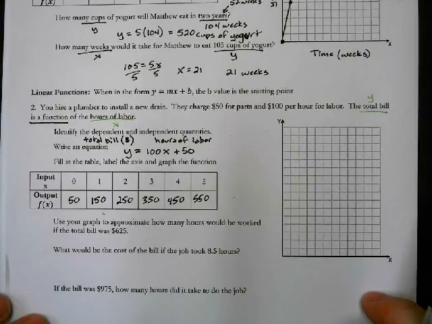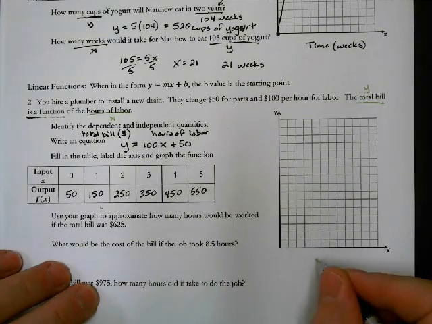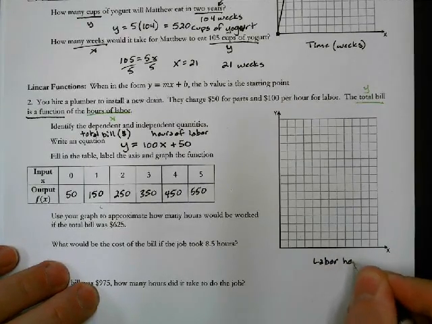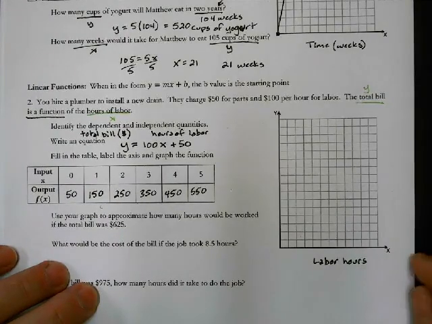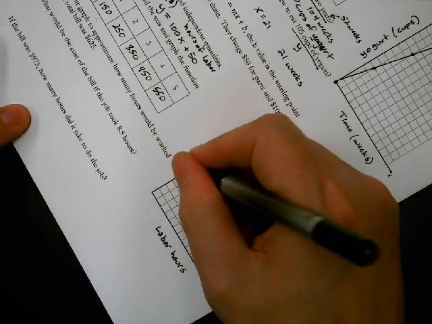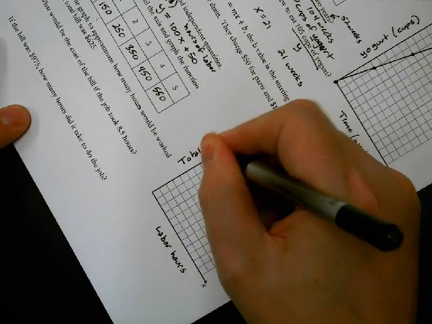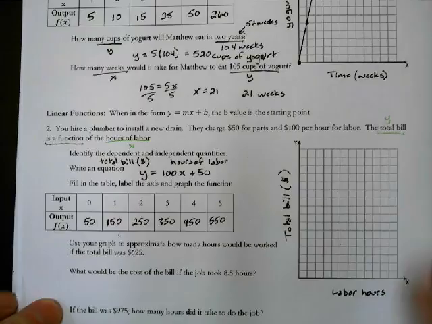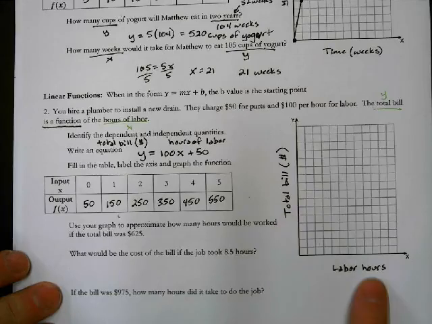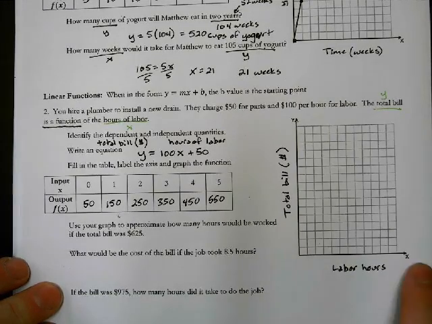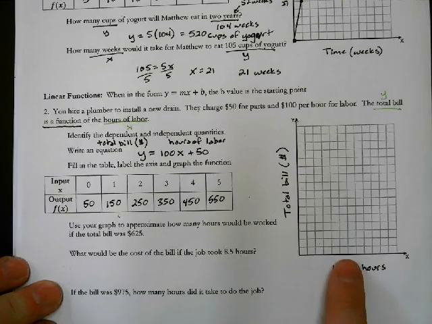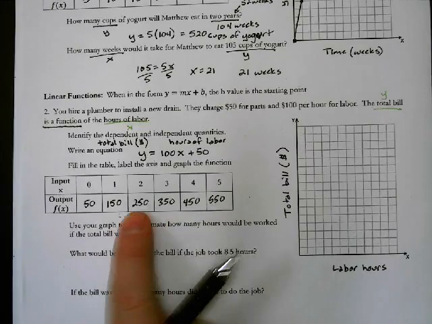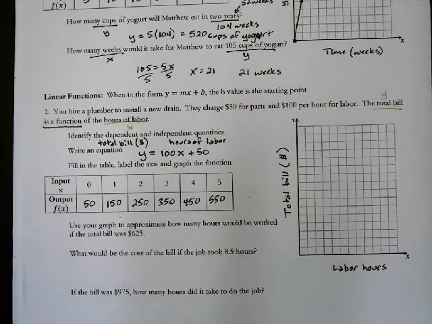Okay, so graphing this, we would have labor hours as our independent quantity, and then the total bill would be in dollars, our dependent quantity. So the bill depends on how many hours you worked. Now the hours here we can probably just go 1 hour, 2 hour, 3 hour, 4 hour. But over here on the graph, look at the numbers that we have to graph. They're pretty big numbers. So maybe on this one, it would be better to change the scale of the graph.